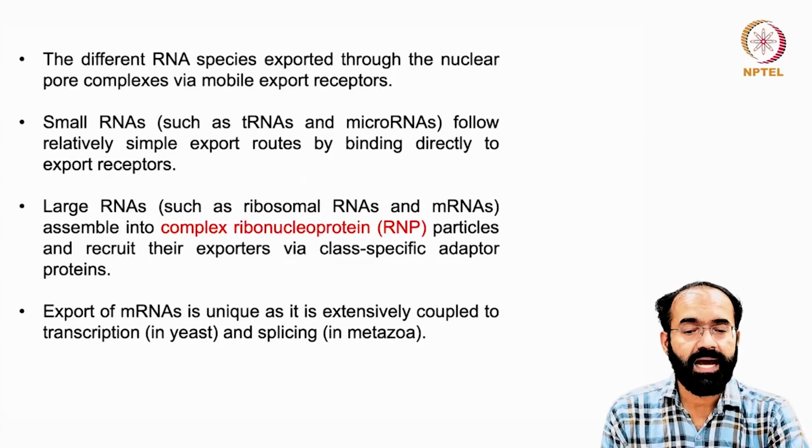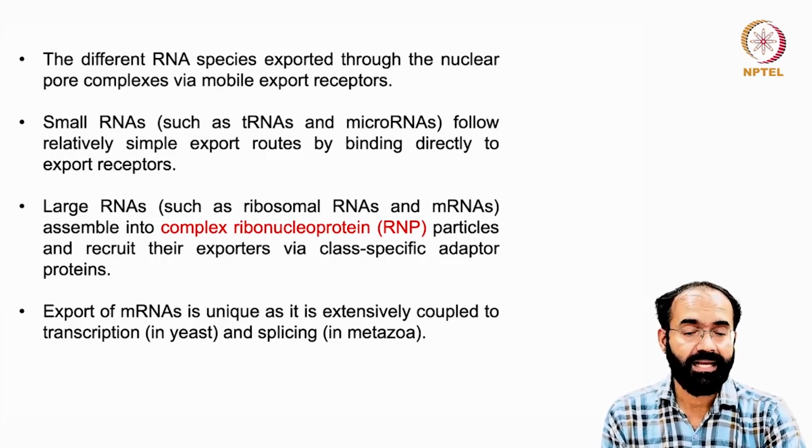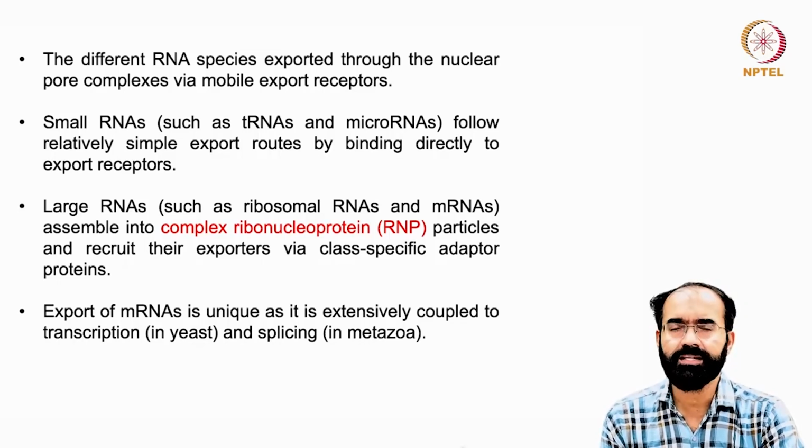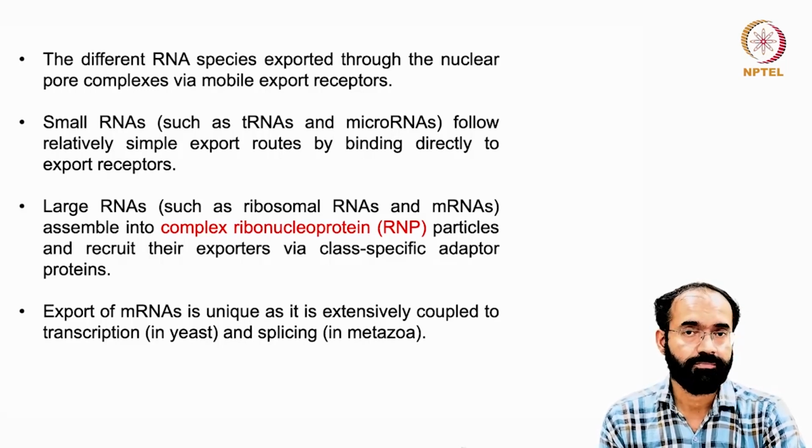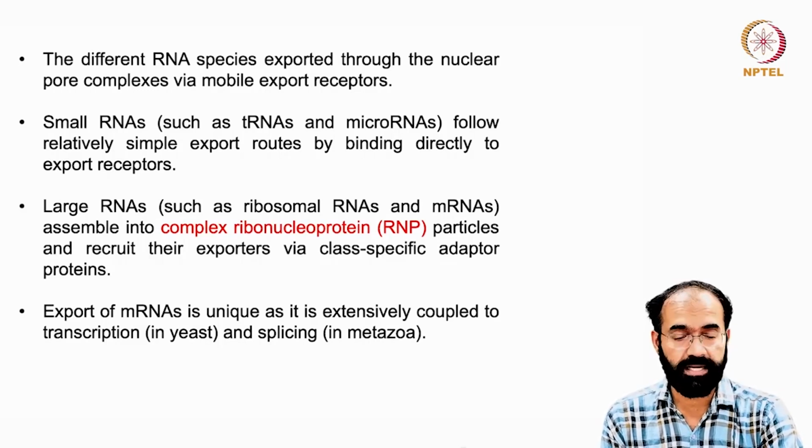So the different RNA species are exported through the nuclear pore complex via mobile export receptors. When you say receptor, we should understand receptors can be temporarily fixed in a place, or they can be mobile receptors also. Many such examples are there. So receptors can be of mainly two different types.